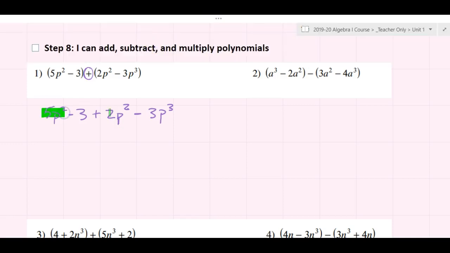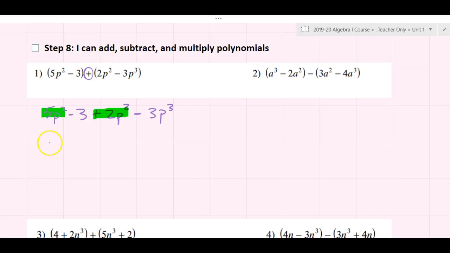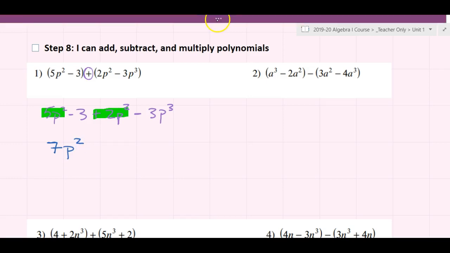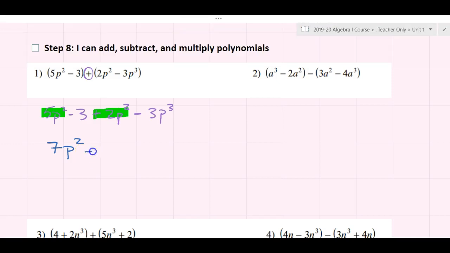I have a 5p squared and I have a 2p squared. Combined, I have 7p squared. I do not have another negative number to combine the negative 3 with, and I don't have another p cubed to combine the negative 3p cubed with. Now, this is the simplified form.